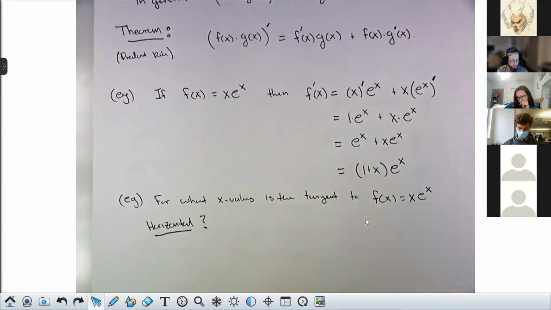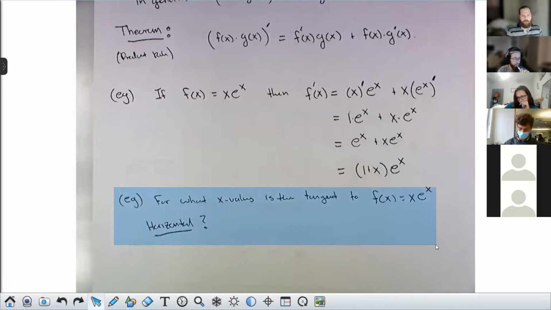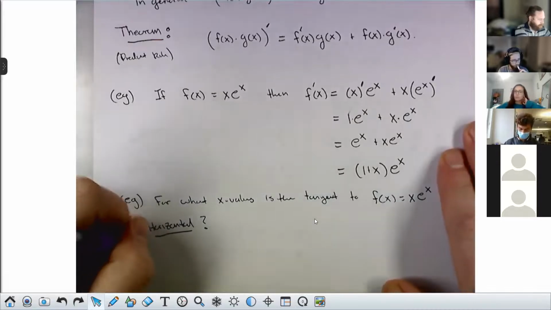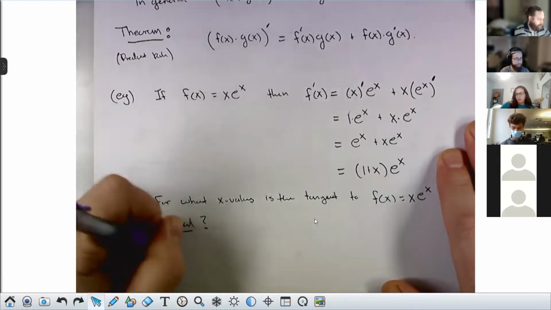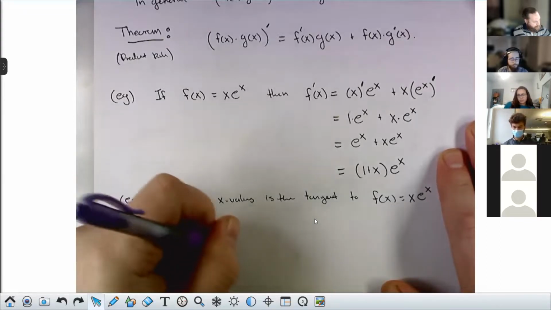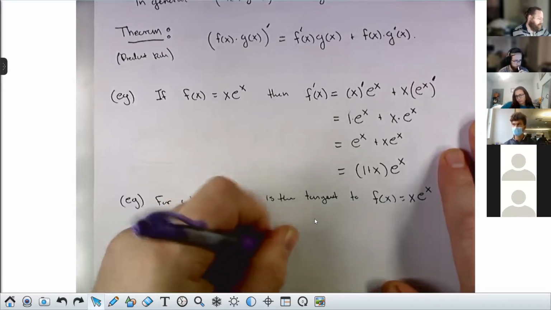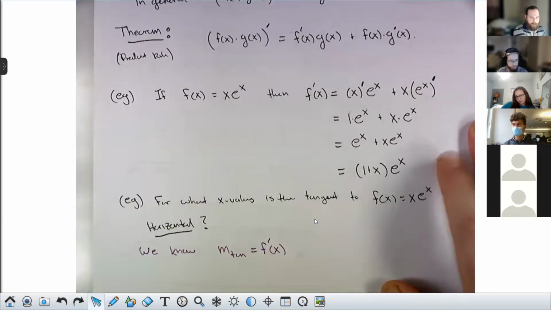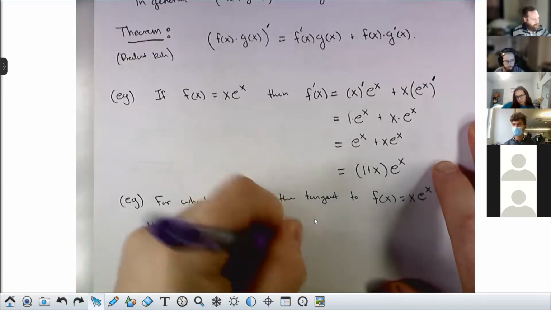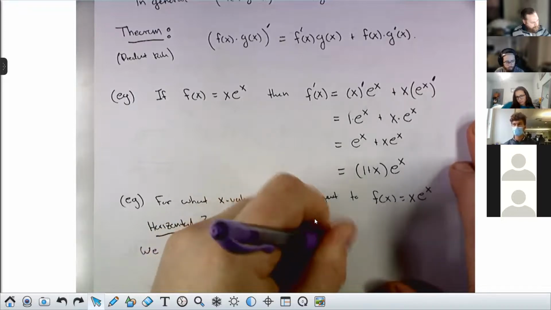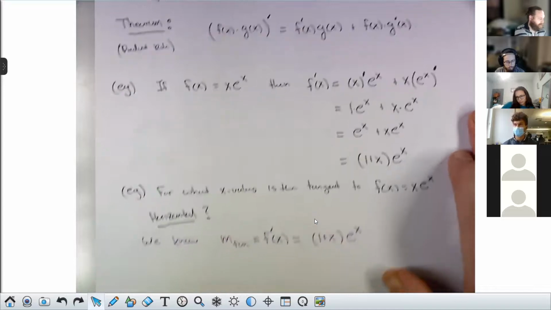Now, this is leaning more towards the application of derivatives stuff, which we will certainly get deep into, but that's exam 2. But a question like this is pretty fair game because it's more about just interpreting what the derivative means. So we know that the slope of the tangent line at any x value is equal to the derivative of that function at that x value. And in the part above, we calculated the derivative of this function to be 1 plus x in parentheses times e to the x.